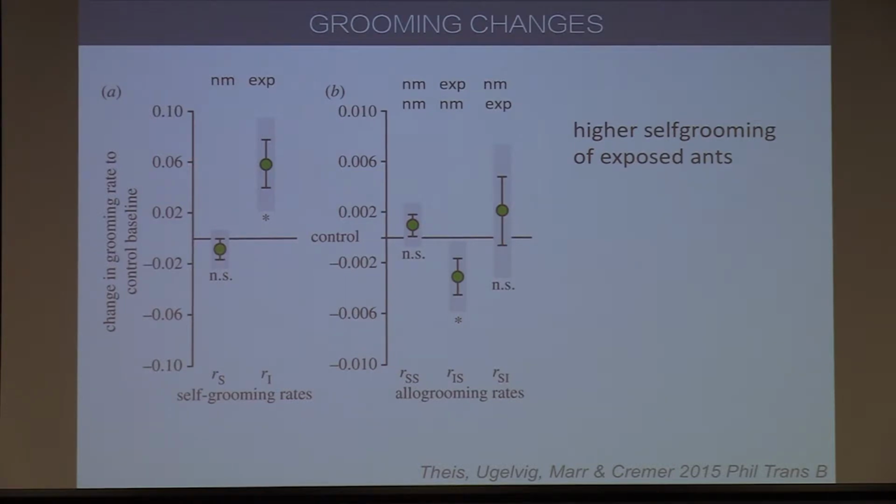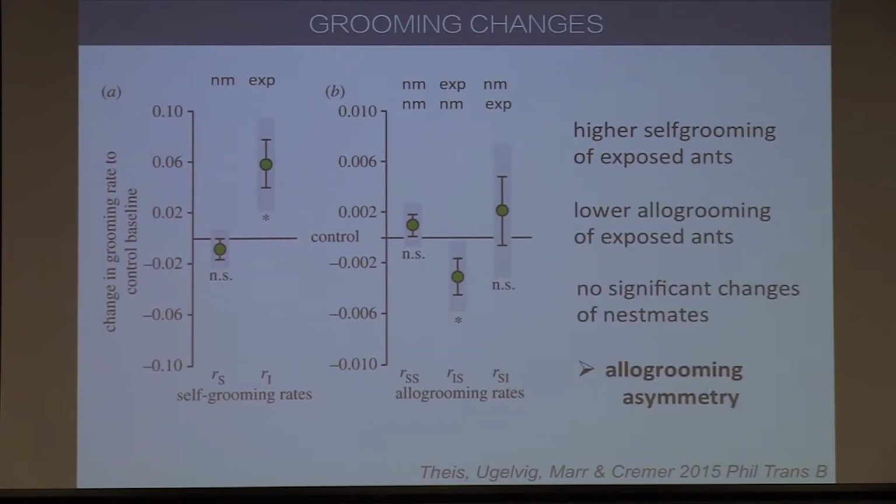And this leads to an allogrooming asymmetry that is very clear. That means that the exposed individual is receiving much more allogrooming than it gives to the others. This was something that was known already, but typically one had thought that this asymmetry comes because the others just groom it much more. And we could show that it's mostly because the exposed individual stops its own allogrooming of nestmates.